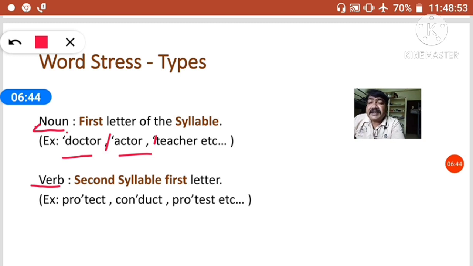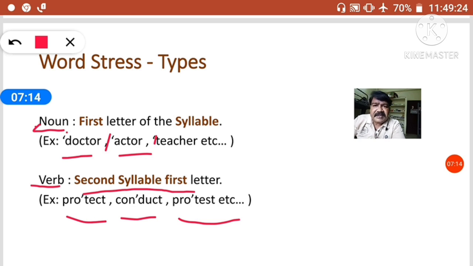Okay. Now here is a simple formula: the first letter of the second syllable. You can also see the examples here. I have given 3 examples here. One is protect, second one is conduct, third one is protest. These all are verbs. So when we utter them, we can easily identify whether it is a noun or a verb.